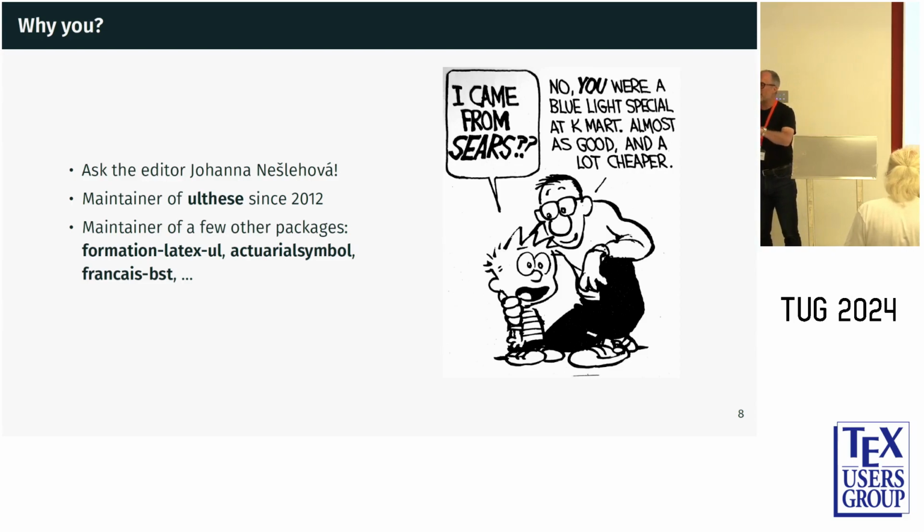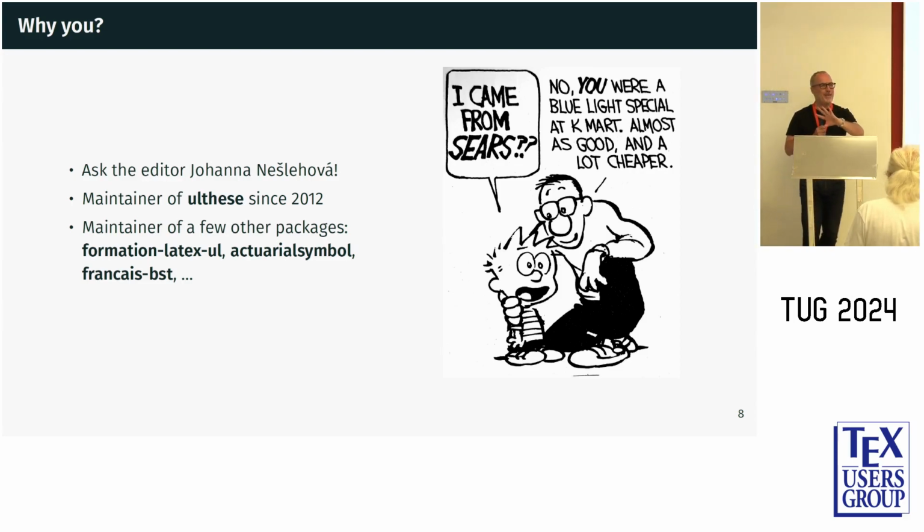Okay, so to understand this joke, maybe you have to be from North America to know what a Sears is. And you certainly have to be over 50 to know what a Blue Light Kmart Special is. And you will notice also that the two people who talked about literate programming at this conference had a Calvin and Hobbes joke also, since there was one by Mitchell also yesterday.